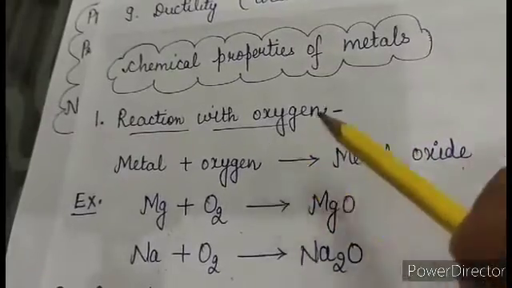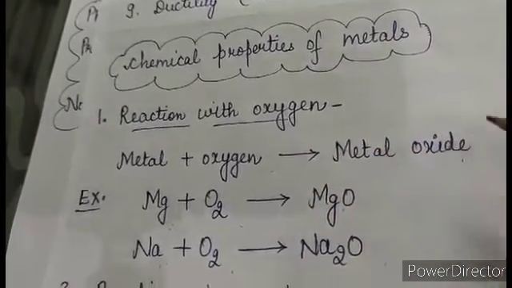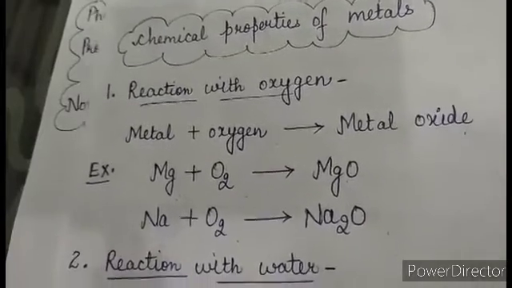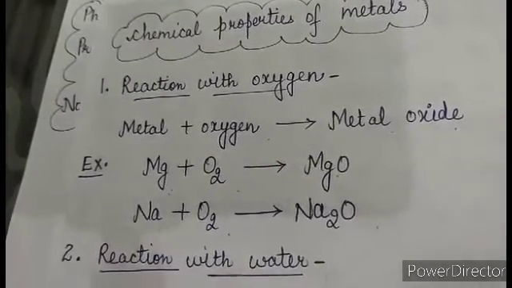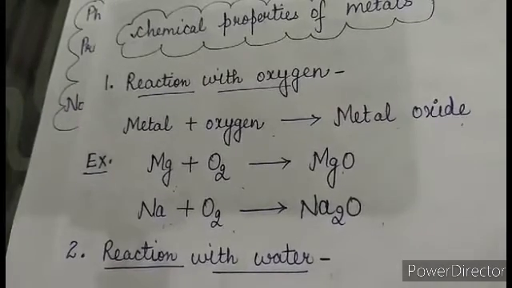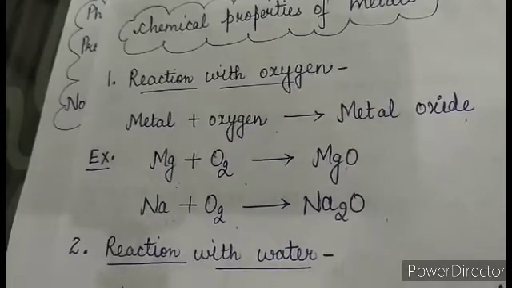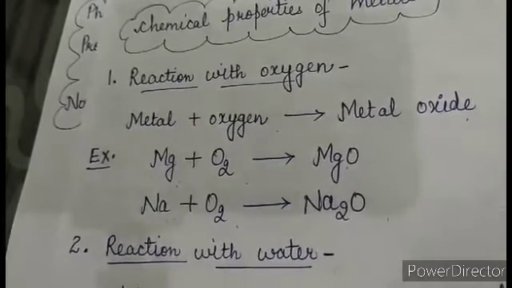Metals react with oxygen to form metal oxide. And there we discussed that some metals react with oxygen readily, that means the oxygen present in our atmosphere. But some metals react with oxygen when we heat them.